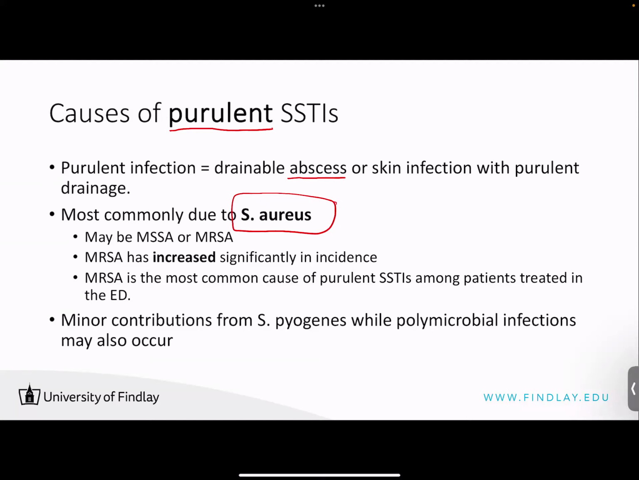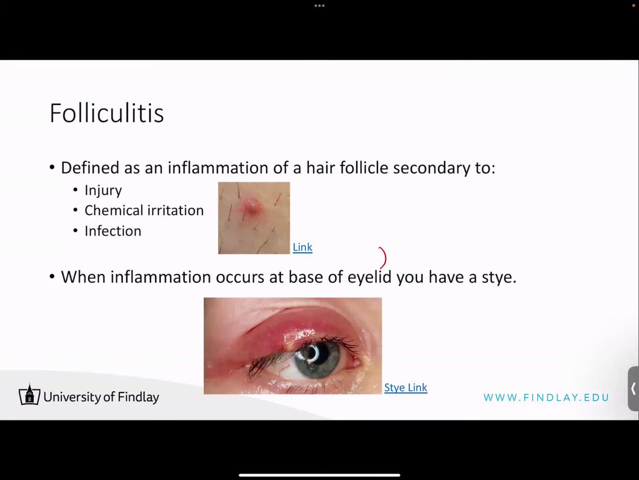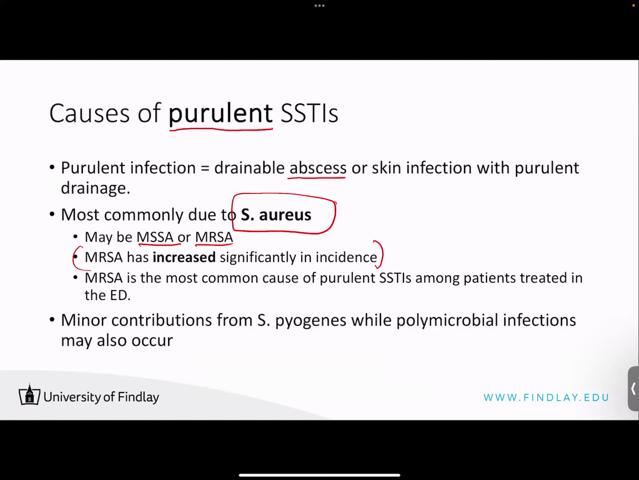But when you play the percentages and you look at what's really causing these skin and soft tissue infections, it's staph. Right? It's staph when it's purulent. MSSA or MRSA. And as we suggested, the incidence of MRSA in the community has just skyrocketed.